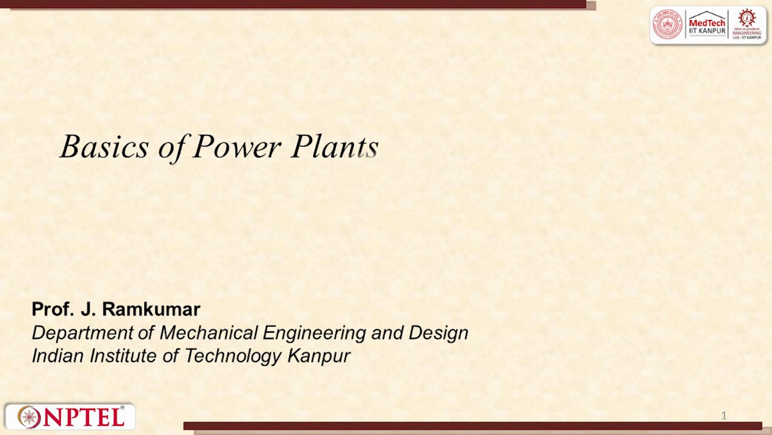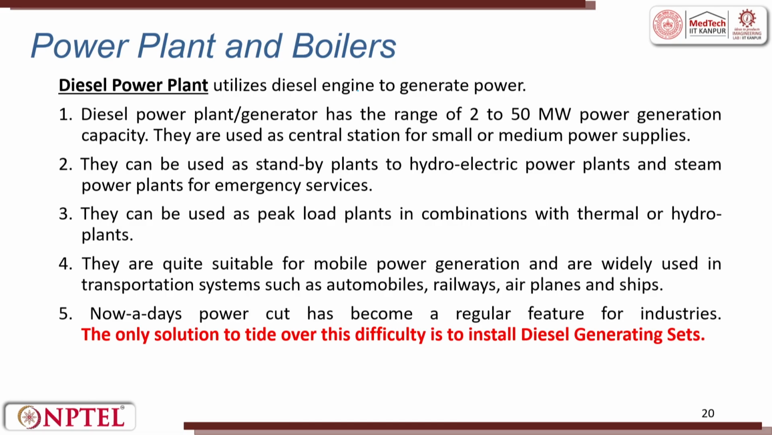Welcome to the lecture on power plants. Now, let us move to the diesel power plant, DG, right? It utilizes a diesel engine to generate power. Generally, they operate in a range of 2 to 5 megawatt power generation capacity. They are used as central stations for small and medium power stations. They can be used as standalone power plants, or alongside hydroelectric power plants and steam power plants for emergency services.